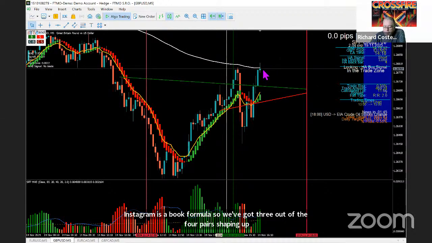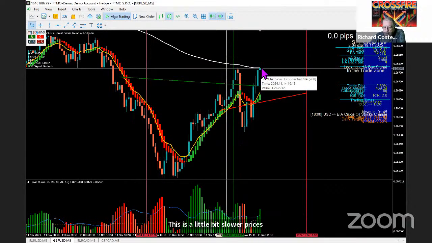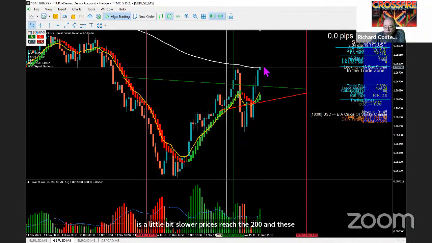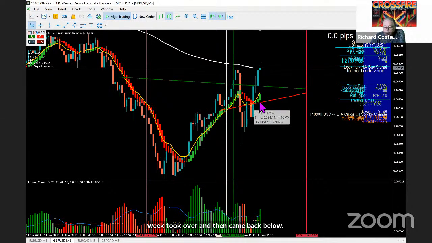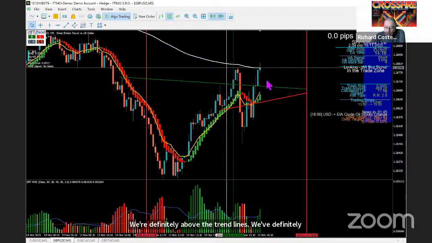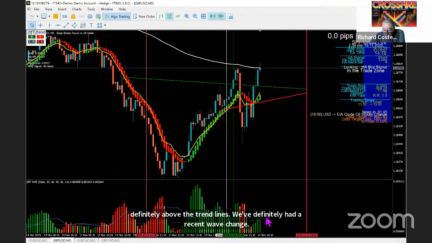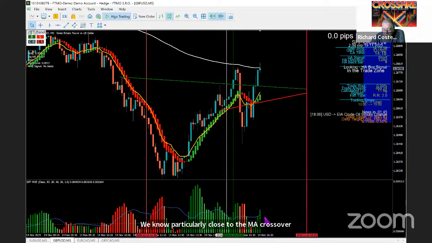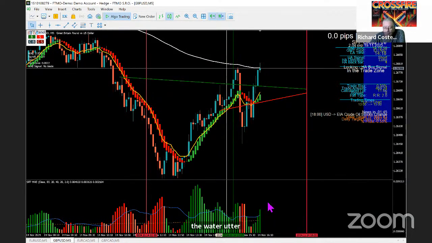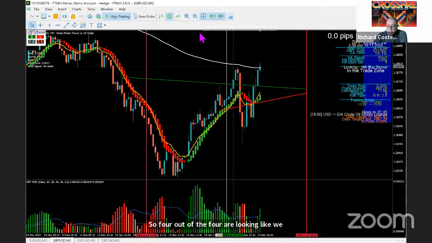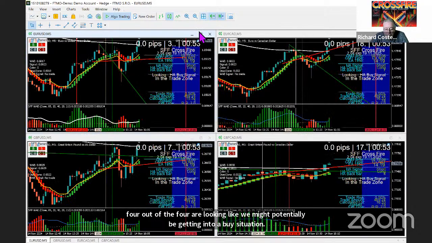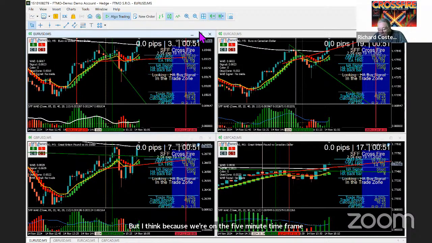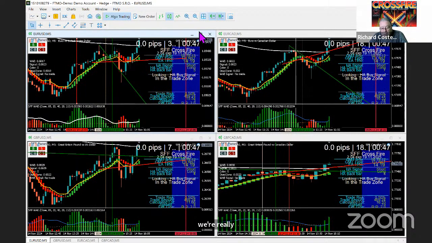This is a little bit slower. Price has reached the 200 and is coming back. It wicked above and then came back below. We're definitely above the trend lines. We've definitely had a recent wave change. We're not particularly close to the MA crossover, but the Waddah Attar is shaping up nicely. So 4 out of the 4 are looking like we might potentially be getting into a buy situation. But because we're on the 5 minute time frame, we really don't want to be sitting here for another 5-10 minutes. But I would keep an eye on those.